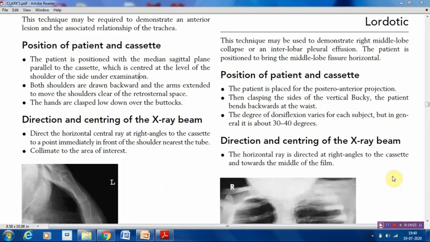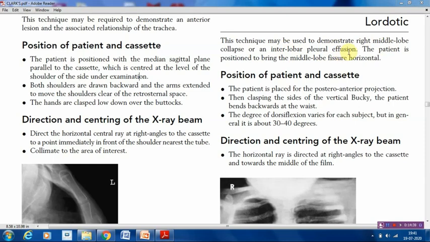Another view is the lordotic view. Lordotic chest radiography. Kindly ignore this part; this is a different view, it is not required for you. Concentrate on the left side of the monitor. This technique is mainly used to demonstrate right middle lobe collapse, or interlobular pleural effusion.